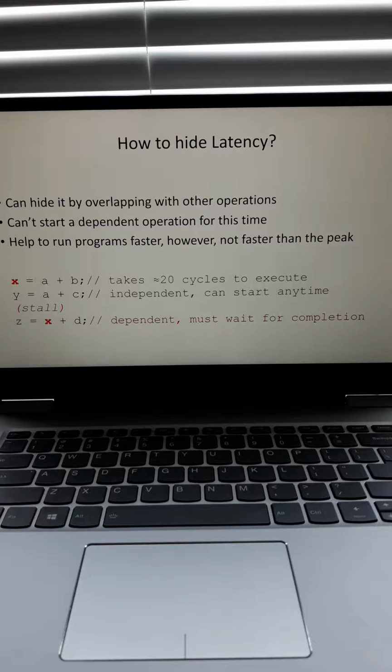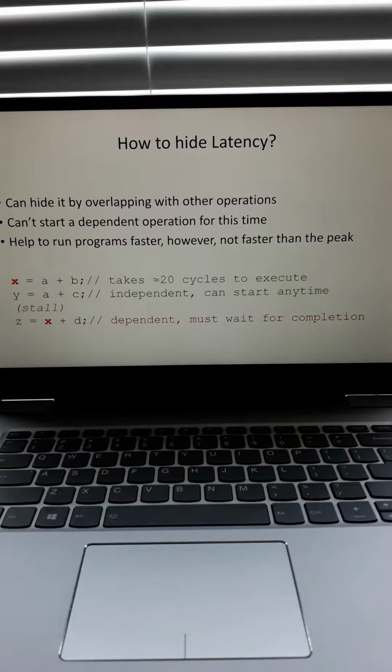One way is multi-threading, but there is one more way: we can hide latency by overlapping operations with other operations. Suppose we have one instruction going on in the system; instead of waiting for its latency, we can start other arithmetic instructions side by side. However, this also has its limitations. We cannot start a dependent operation while waiting for the latency of the first operation to finish. And however fast it goes, it can never be faster than the peak.